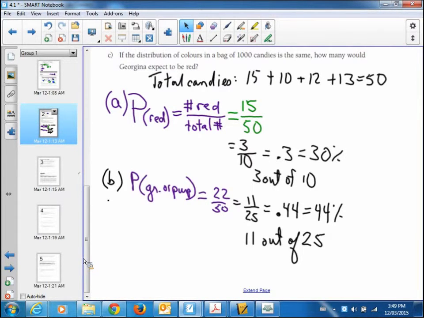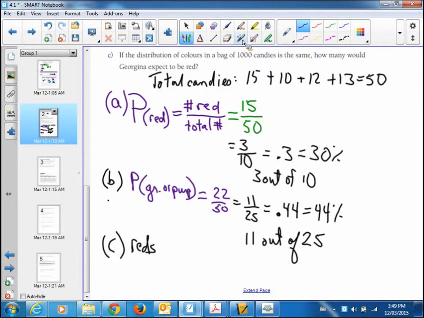Okay, now what? If there's 1,000 candies with about the same distribution, how many would you expect to be red? That's where the decimal comes in handy here. Remember, there's a 0.3 chance of something being red. So for C, I would take your answer from A and say, well, the reds, 0.3. Take that probability answer from A, multiply it now by 1,000 candies. You're going to get 300 red candies.